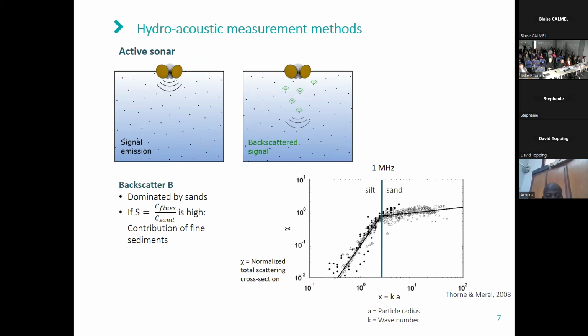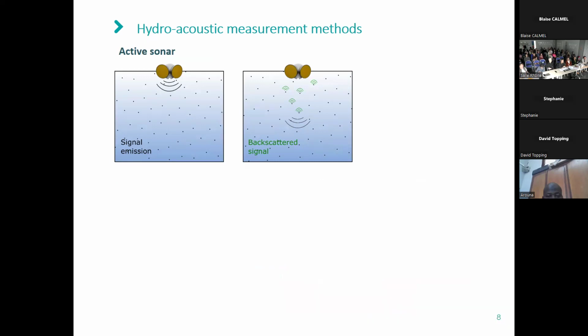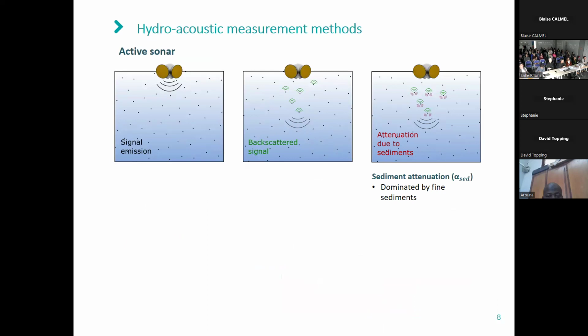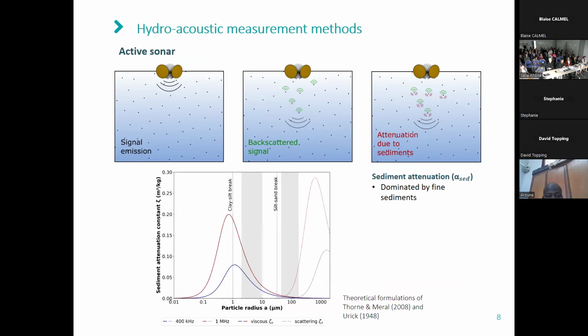However, if the ratio S between the fine sediment and sand concentration is high, there may also be a contribution of the fine sediments to this backscatter. The second process, which may occur when our acoustic wave is propagating in the water column or in the river, is the attenuation. Here we're particularly interested in the attenuation due to sediments, which we're calling alpha sed. At the frequencies we are using, like here, for example, 400 kilohertz in blue and 1 megahertz in red, this attenuation is dominated by fine sediments.